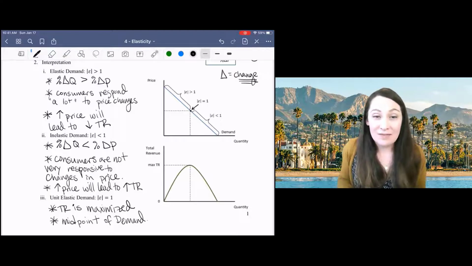We're going to look at the graphs in the next video, but hopefully this gives you a good foundation for understanding the interpretation of elasticity.